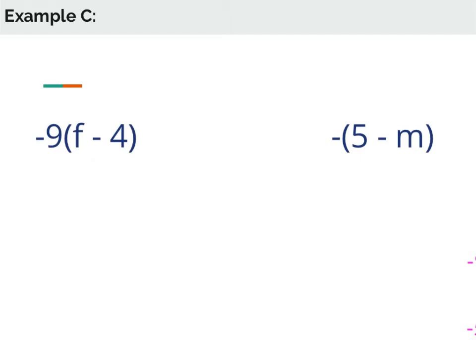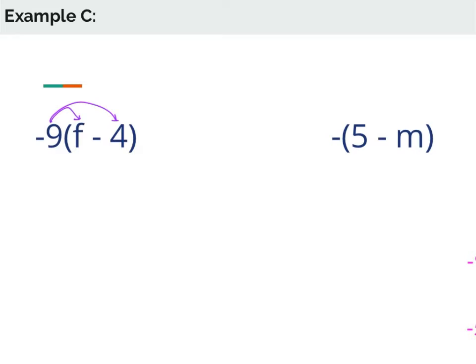I've got negative 9 outside the f minus 4 on one side, and a negative symbol with no number outside the 5 minus m. So let's start on the left-hand side. We're going to start with that negative 9. And I know now a much faster way than writing out f 9 times is to multiply the negative 9 on the outside to both numbers inside.